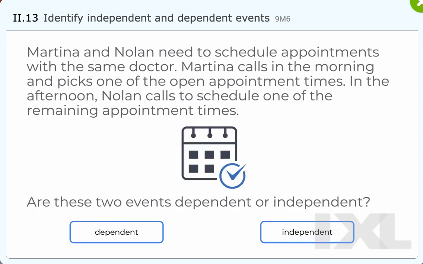Now let's go to the next example. Martina and Nolan need to schedule appointments with the same doctor. Martina calls in the morning and picks one of the open appointment times. In the afternoon, Nolan calls to schedule one of the remaining appointment times. Are these two events dependent or independent? Once Martina picks an appointment time, Nolan cannot pick that same time, and so has fewer time slots to choose from. Because the first event had an effect on the second event, the two events are dependent.